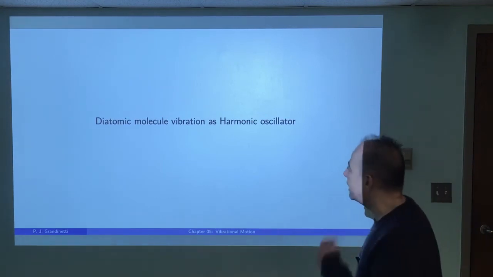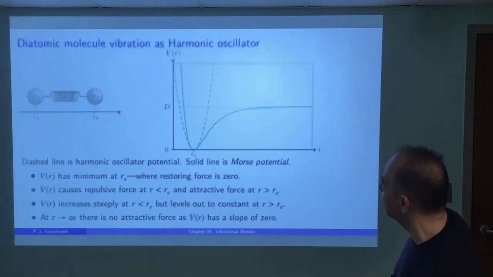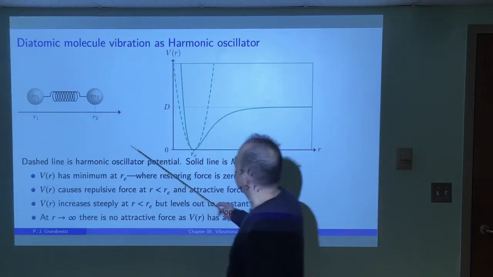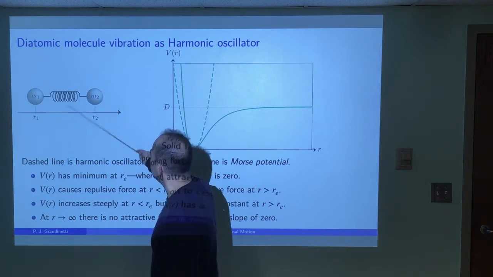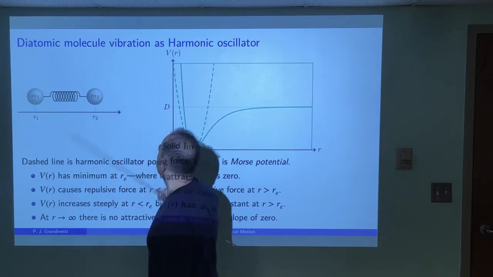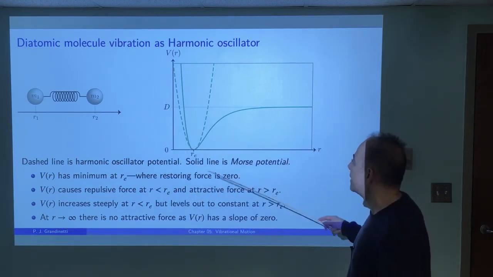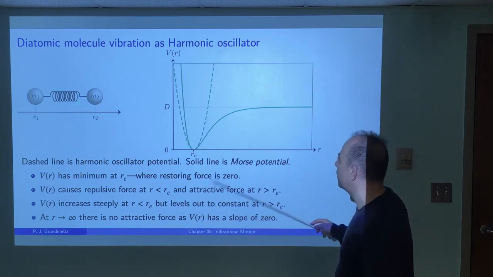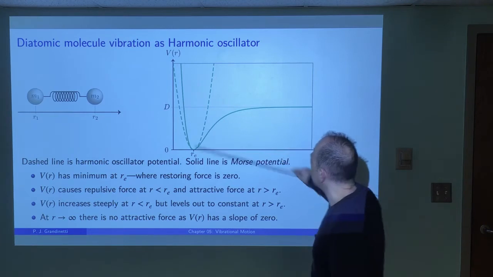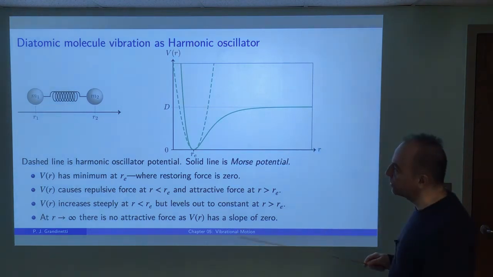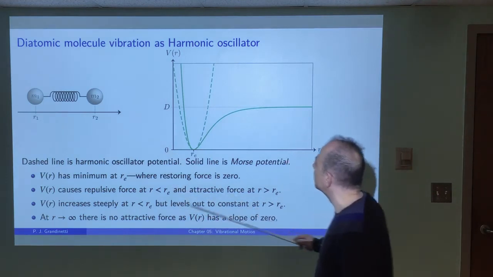Okay, next what we're going to do is look at a diatomic molecule as a harmonic oscillator. So we're going to take a model that is now 2 masses, mass 1 and mass 2, connected by some spring, and they're in some position R1 and R2, and we're going to look at the potential between these guys. Now the actual potential between these looks more like this solid line here, and this is actually a plot of something called the Morse potential, which is a good potential modeling a diatomic molecule's vibration.